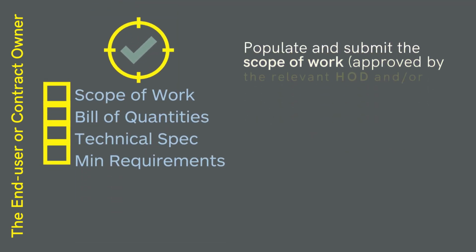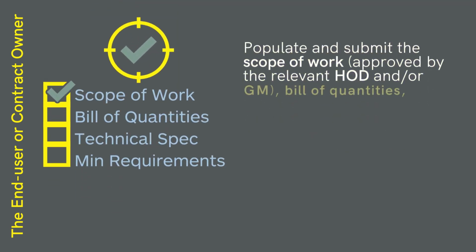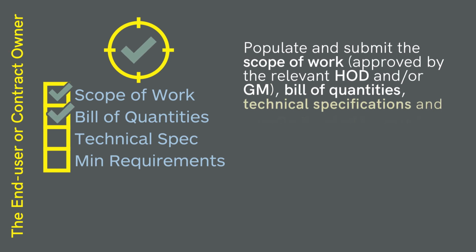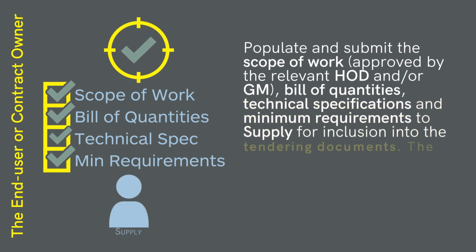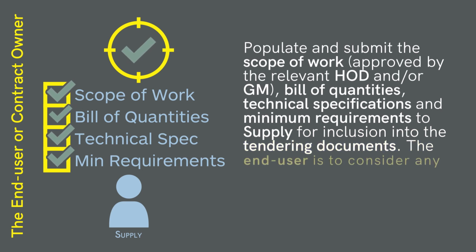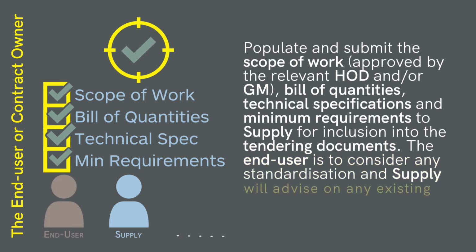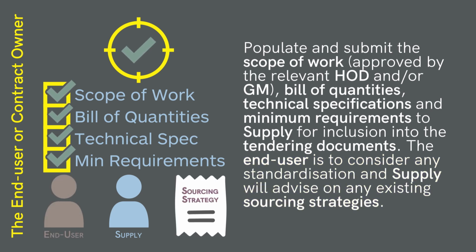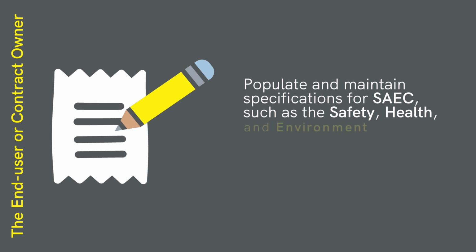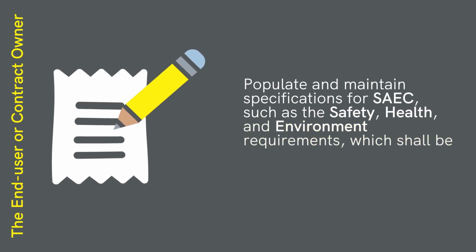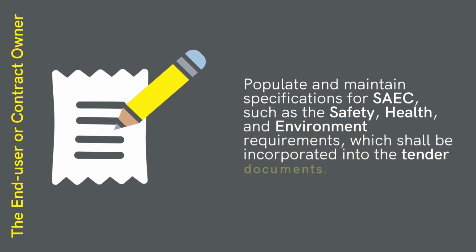Populate and submit the scope of work approved by the relevant HOD and/or GM, bill of quantities, technical specifications, and minimum requirements to supply for inclusion into the tendering documents. The end user is to consider any standardization, and supply will advise on any existing sourcing strategies. Populate and maintain specifications for SAIC, such as the safety, health, and environmental requirements, which shall be incorporated into the tender documents.